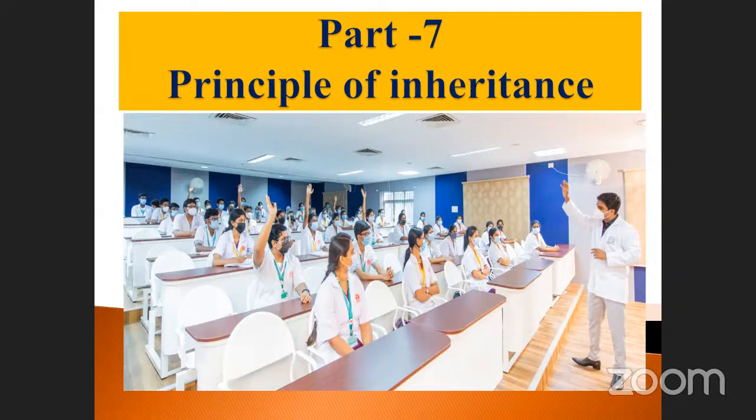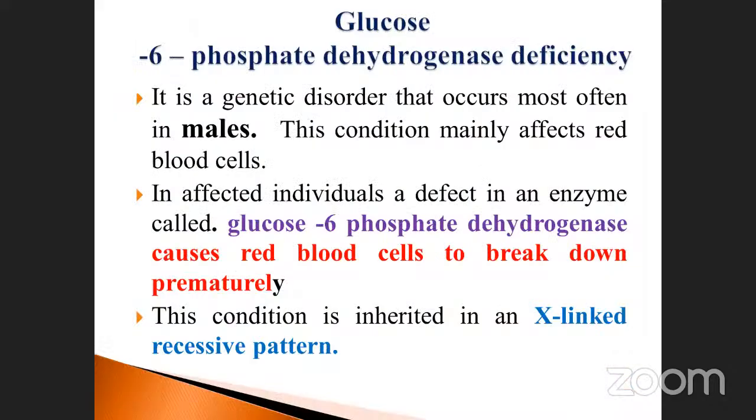Today, what we are going to discuss is the remaining part of the principles of inheritance. Last class, we discussed so many symptoms and syndromes, and today we are going to discuss the remaining portion. Particularly, you know about glycolysis. Where does glycolysis occur?